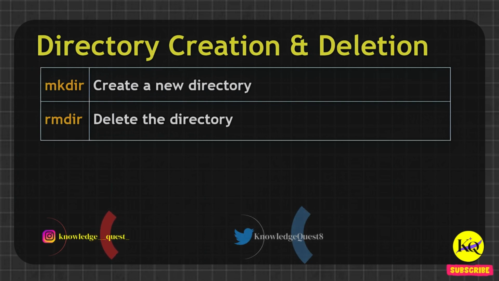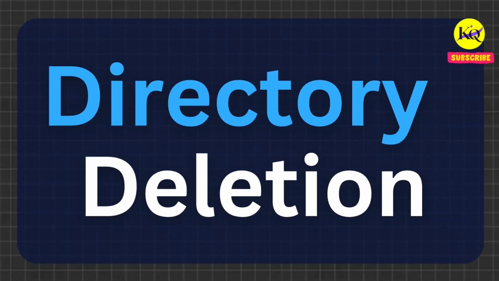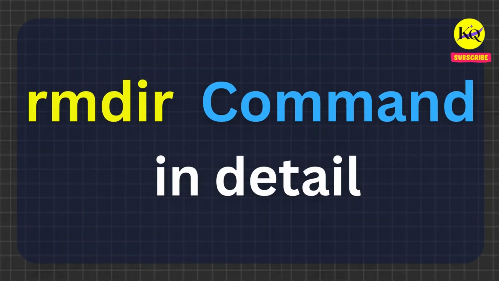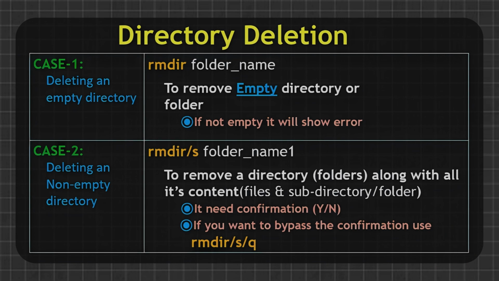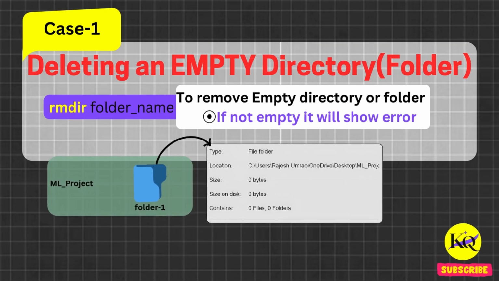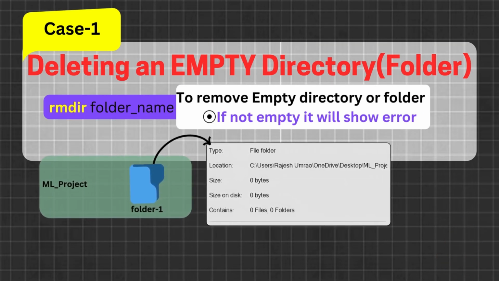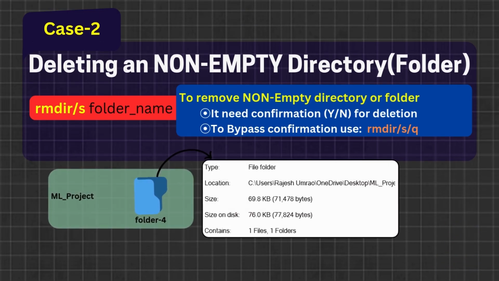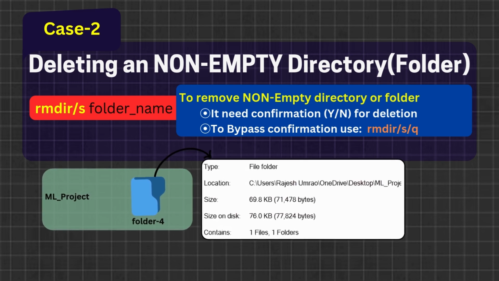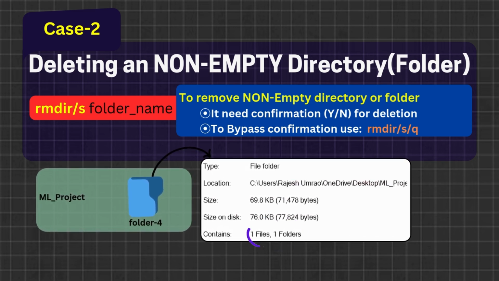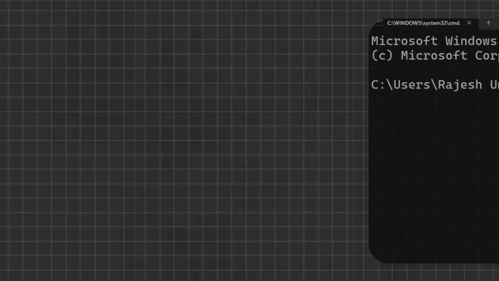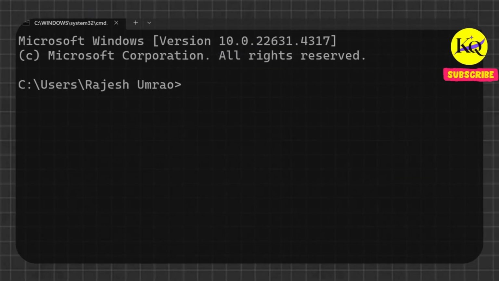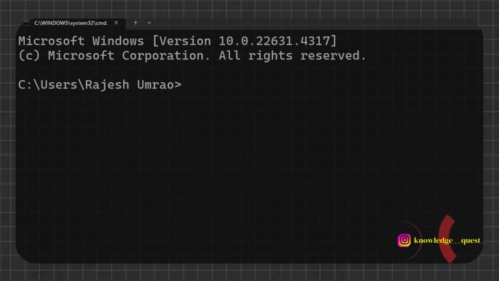Now let us move to another set of commands for deleting directories. Here we are going to explore directory deletion in detail using the rmdir command. We will cover two cases. In the first case, deleting an empty directory, that is a directory that has no files or subdirectories. In the second case, deleting a non-empty directory, that is a directory or folder that contains files and subdirectories. So let's open the CMD window and dive into each case to get more clarity.